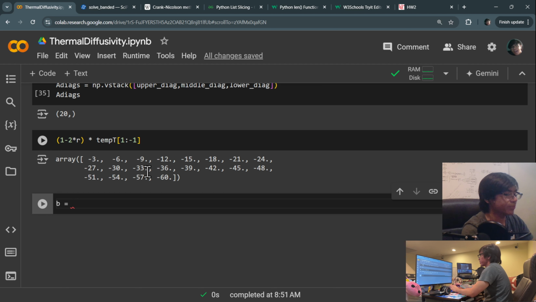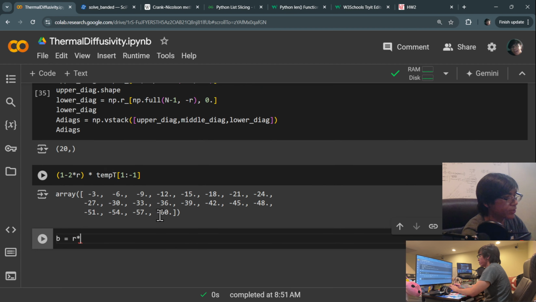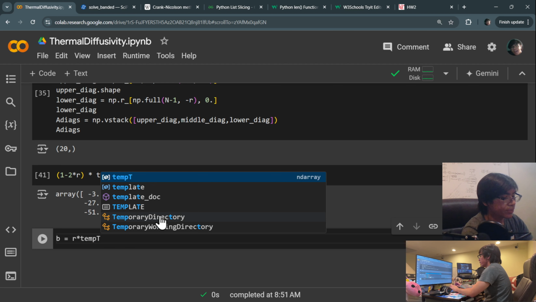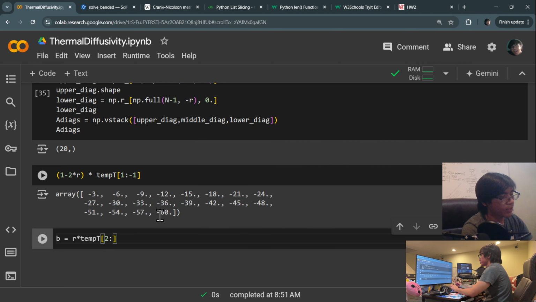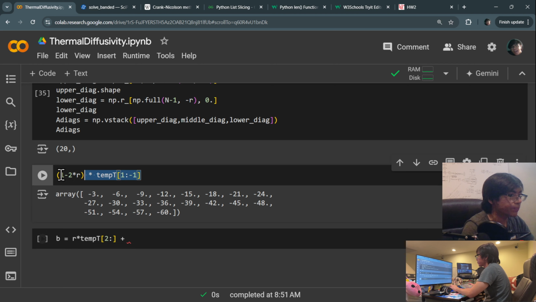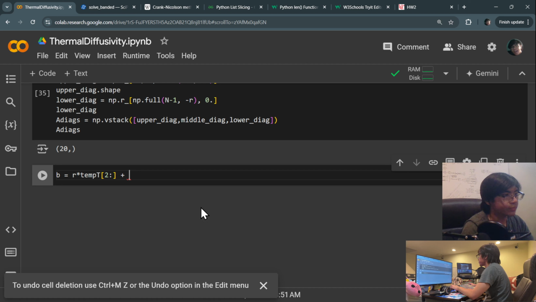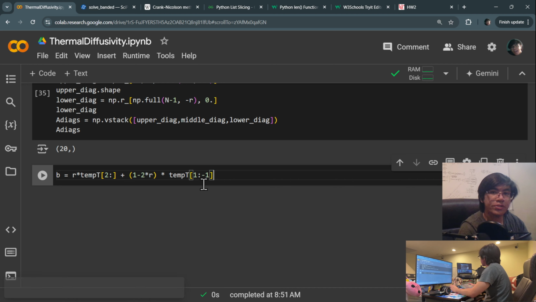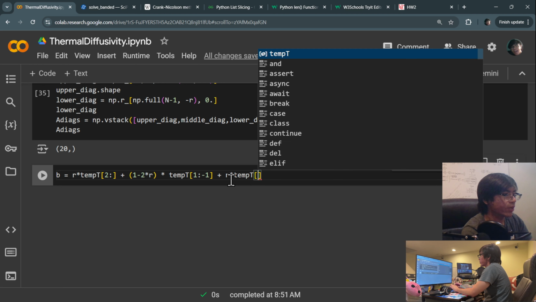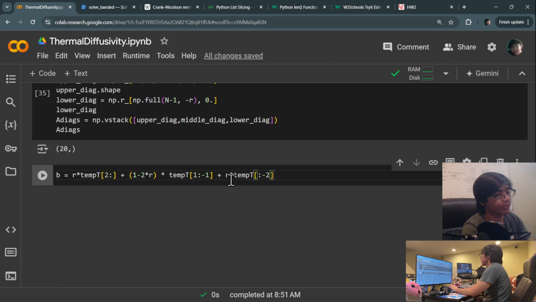What am I doing? Oh yeah, so I'm going to multiply R times our future positions, which we established was temp T at future positions 2 to the very end. And this was added to 1 minus 2R right there. I already did it. Our known positions are 20 positions in the middle, and then we add that to R again times our previous positions, which was temp T from start to -2, I believe.